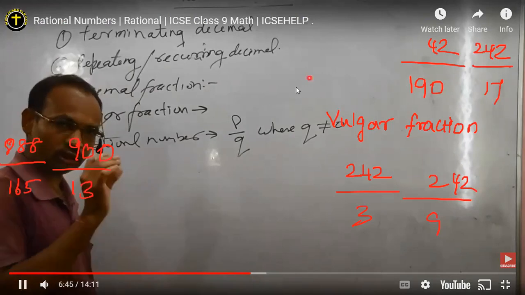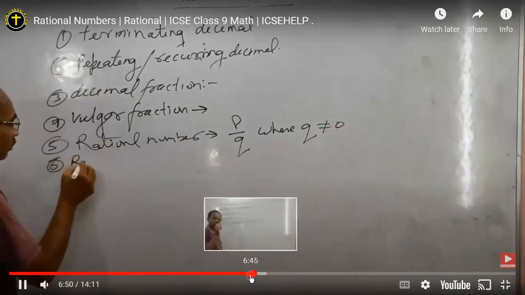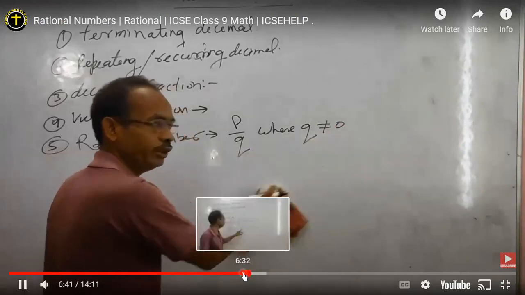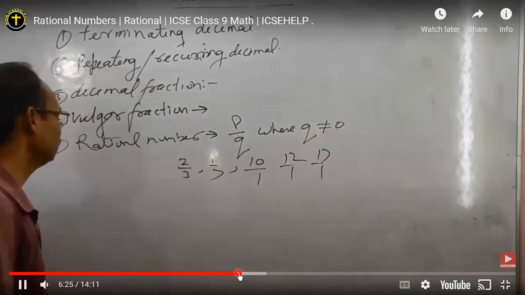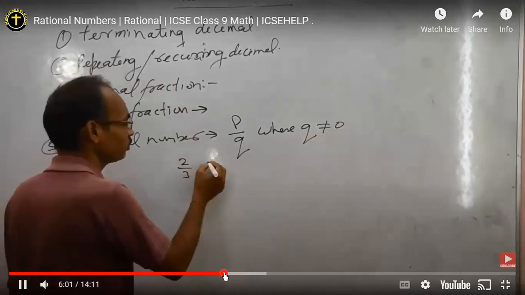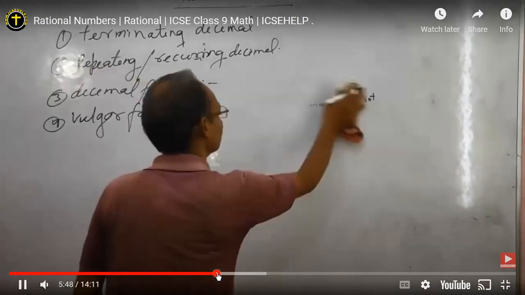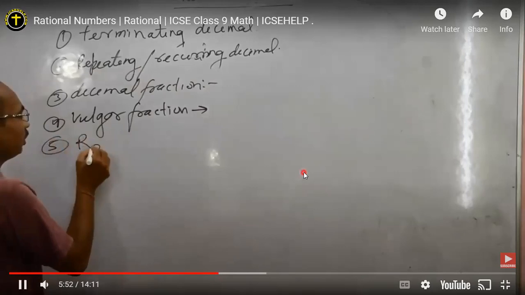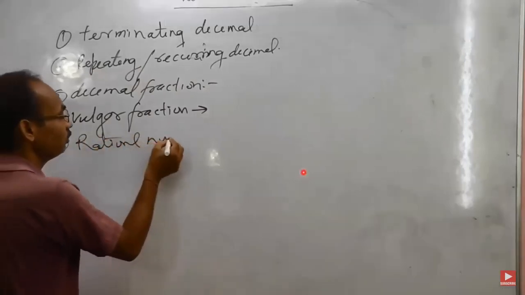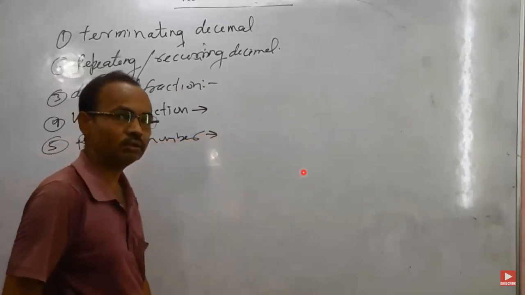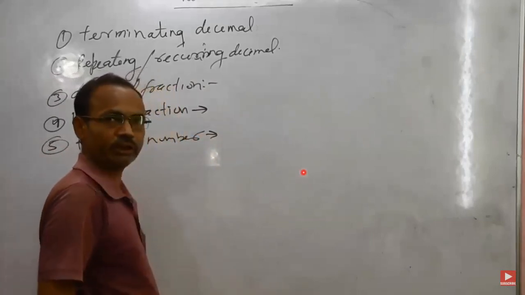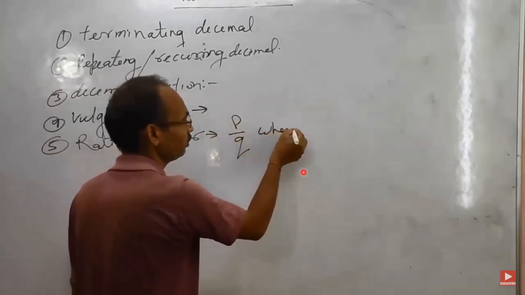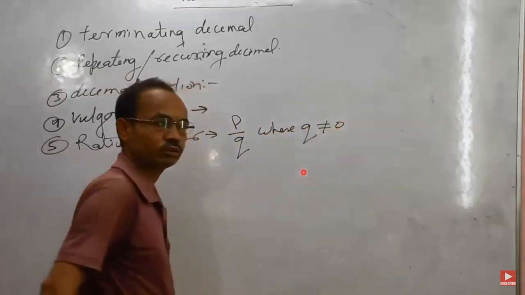Rational number representation on the number line. And the next point is rational number. Okay, now he is going to explain about rational numbers. What is a rational number? A rational number is a number which can be represented in the form of P upon Q, where Q is not equal to 0.